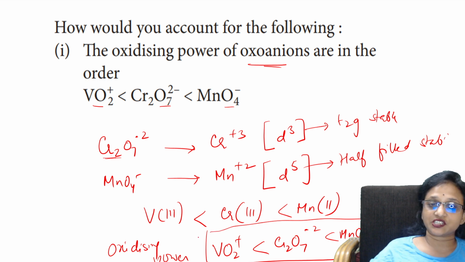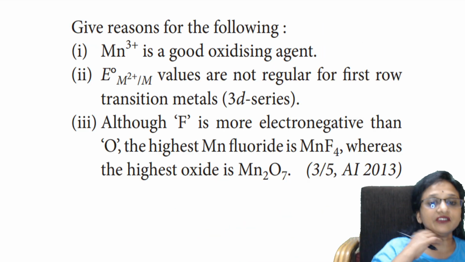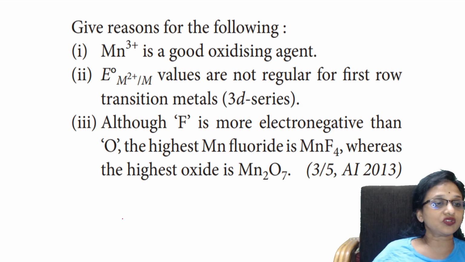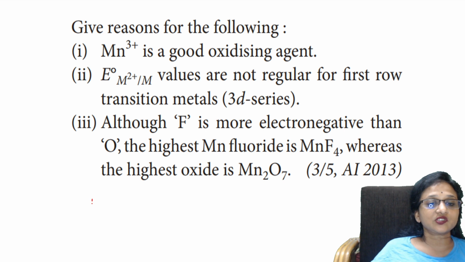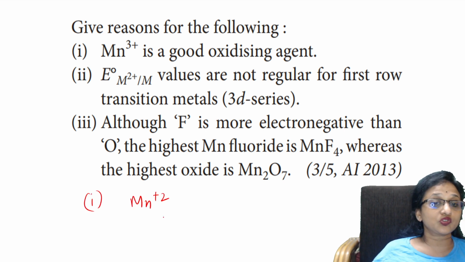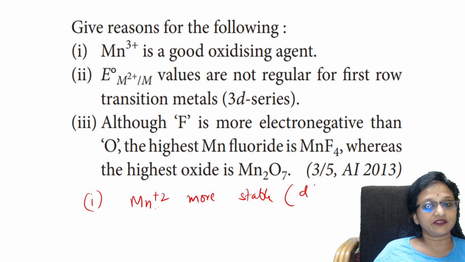Remember. Next question. Give reasons. Mn 2+ is a strong oxidizing agent. What is the reason? In this case, first important thing, Mn 2+ is more stable. Why, students? Why is it more stable? Because, yes, it is reaching D5 configuration.